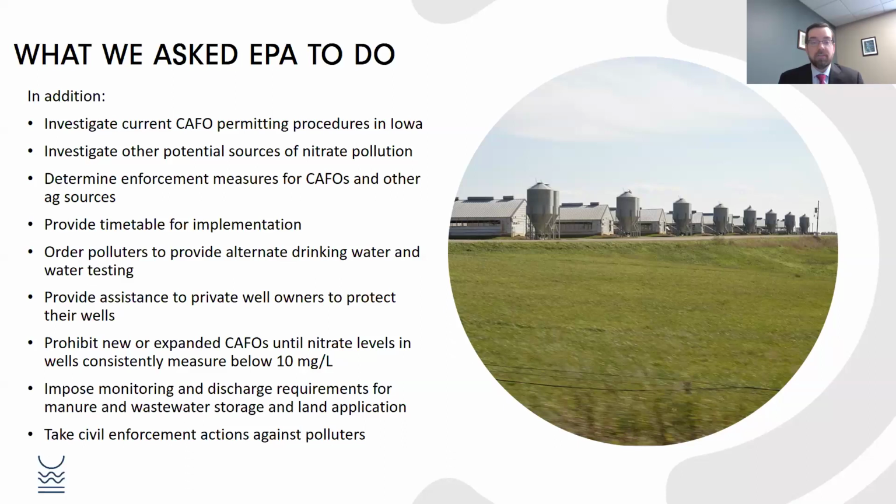We asked for a specific timetable for implementation. We know that EPA might require things of the state, but we want to know, how long is this going to take? We also asked for assistance for private well owners to ensure that they have access to clean drinking water, and impose more monitoring and discharge requirements for potential sources so that we can actually make progress toward the long-term cleanup that's needed. And finally, if necessary, EPA could take civil enforcement action against polluters who are causing these problems.